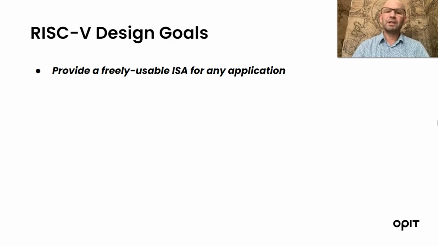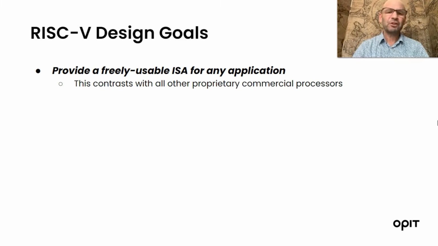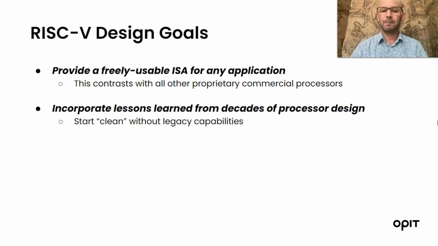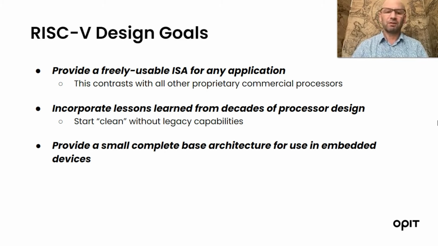So the main design goals were to provide a freely usable ISA, so an instruction set, for any application. And this contrasts with all other proprietary commercial processors. Like I mentioned, the architectures designed by Intel are designed to work specifically on certain types of hardware. Another design goal is to incorporate lessons learned from decades of processor design. So they could basically cherry pick the best parts of previously designed architectures like the Intel architecture and the AMD architecture, and use that as a foundation to create their own architecture. So they can start clean without any of these legacy capabilities. Huge advantage. And then to provide a small, complete base architecture for use in embedded devices.